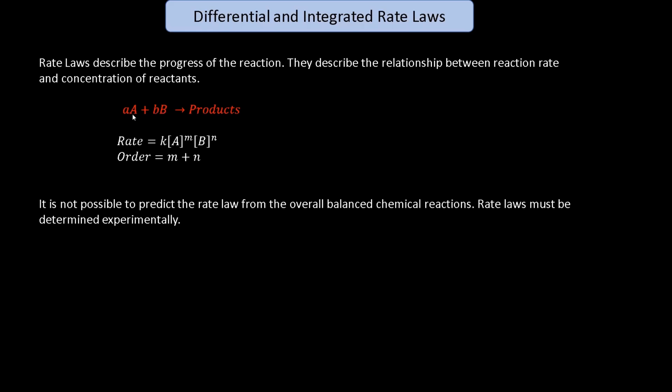If we take reaction A plus B gives us products, we can write the rate expression like rate is equal to rate constant k multiplied by concentration of A power small m, multiplied by concentration of B power small n. Here small m is the order of reaction with respect to A and small n is the order of reaction with respect to B. And the overall order of the reaction will be m plus n.